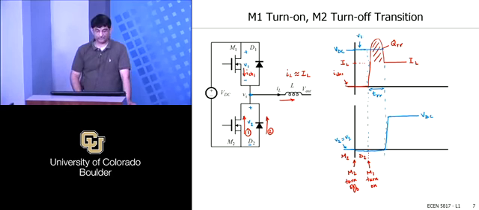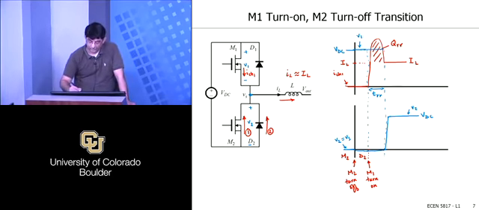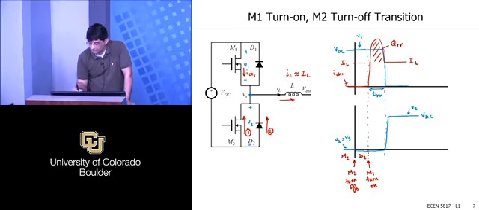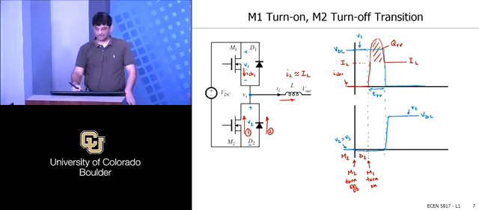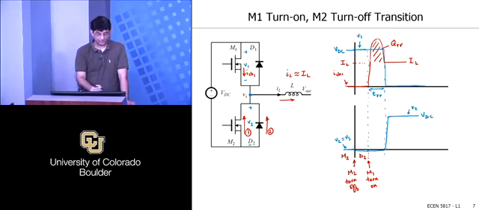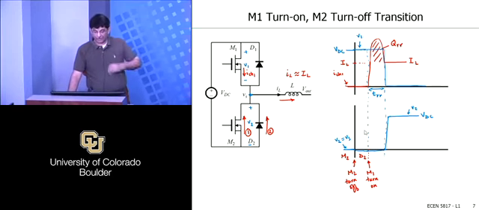That's the voltage V2, right? That's our V2 voltage. Again, the sum of these two voltages must add up to VDC. Okay, so that's what happens.